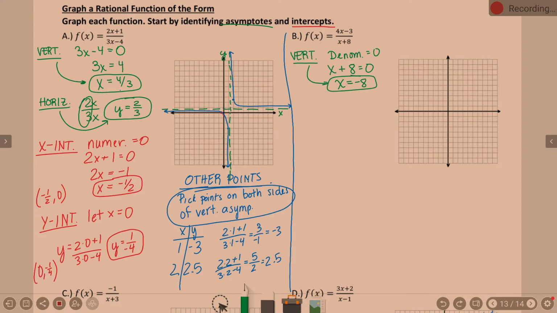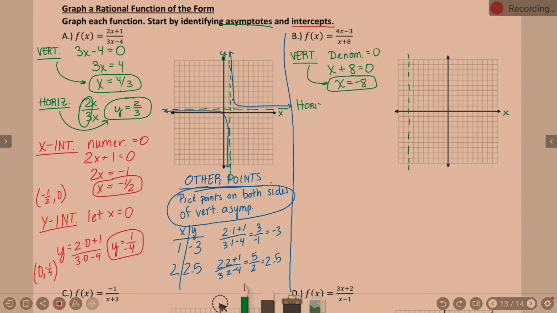And that is my vertical asymptote. Now, if we want to go ahead and graph that, you can graph it now, you can graph it later. Vertical asymptote is x equals negative 8. So go on the x-axis till you find negative 8, and then you are drawing a vertical dotted line there. That's your vertical asymptote.